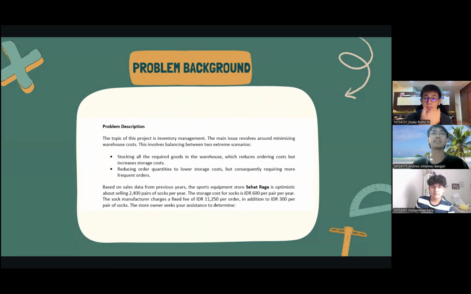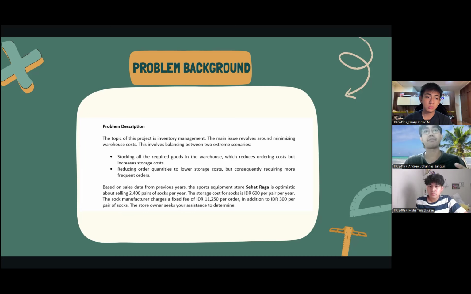So the problem is about inventory management, which is related with SBM because here we are ordered to manage the inventory. And in this problem, we have to balance between two things, which is reducing ordering costs but increasing the storage cost. And also we have to lower the storage cost, but it requires more frequent orders.